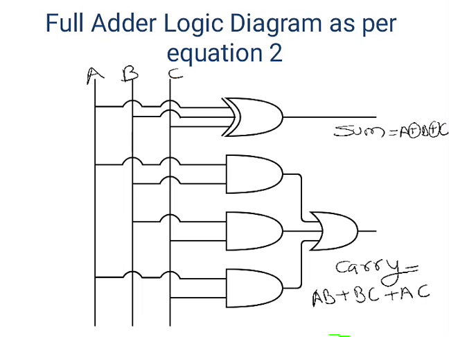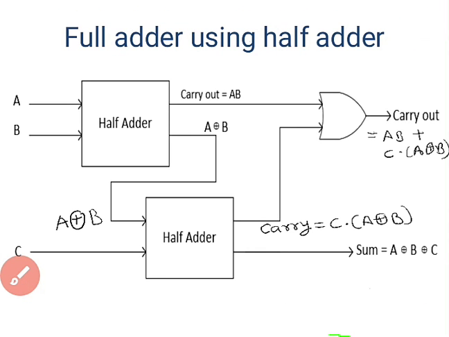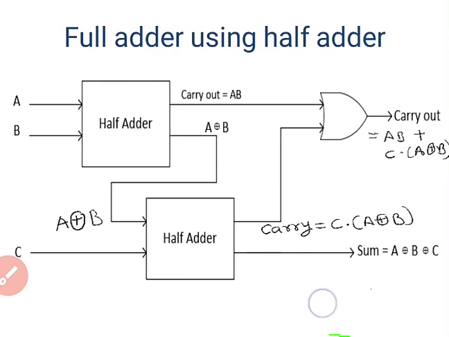In a few books, or in some exams, they will ask you to draw the full adder using half adders. So this is the diagram. How are you going to remember this diagram? You have to take 2 half adders and 1 OR gate. Now the first half adder is this one. You know the half adder has the carry AB and A XOR B as the sum.